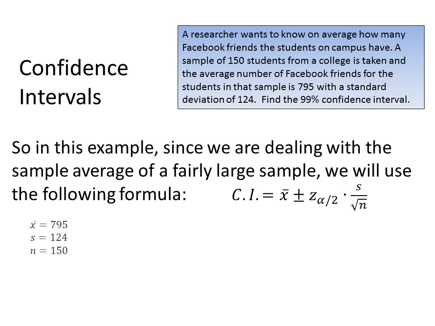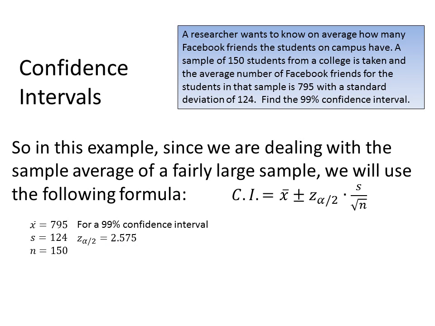Now just reading the problem, we can say that x bar is equal to 795, the sample standard deviation is equal to 124, and the size of the sample is 150. The only thing that we are left to look up is the z sub alpha over 2 number. Now this value we can actually find on our normal distribution table, and in fact it's in a special place there on the bottom left-hand corner that actually tells us these values. Looking at that, for a 99% confidence interval, we can say that this number is going to be 2.575.